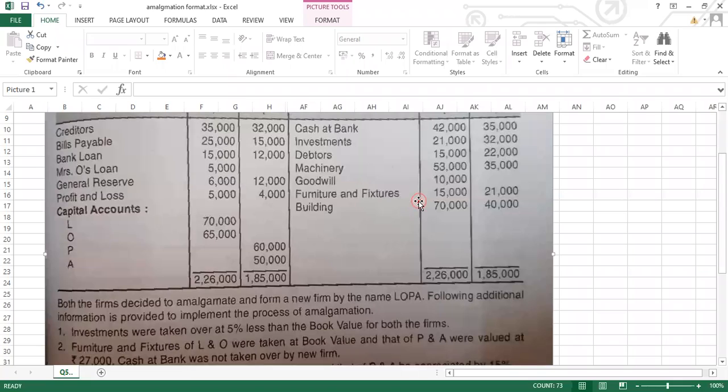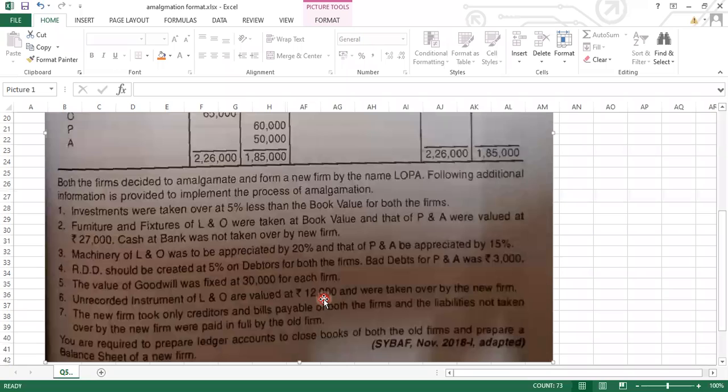ठीक है? So when we will be preparing the purchase consideration, we will be recording this unrecorded instrument on the asset side. And what is the amount which has been given? Amount given is 12,000 rupees. And this was taken over by the new firm. इसका मतलब ये हम realization account में नहीं रखेंगे. ये कहाँ पर हम सिर्फ record करेंगे? This we will be recording only and only in the purchase consideration asset side पर.